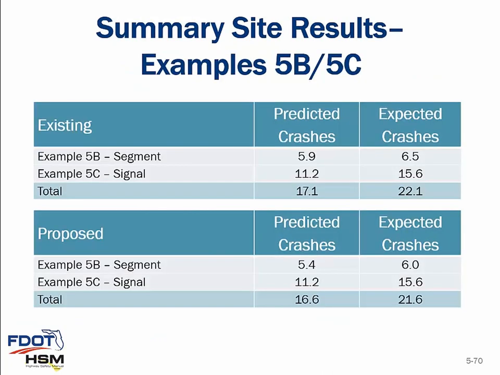So now what I'd like to do is move to a little bit more summary format for us to be able to review the results of examples 5B for the roadway segment analysis and 5C for the signalized intersection analysis. You see here the existing and the proposed values for both predicted crashes and expected crashes. I'd like to focus on the expected crashes. You can see the existing sum is 22.1 for expected crashes in the existing conditions. With widening the shoulder from 4 feet to 8 feet, we have a slight reduction in expected crashes down to 21.6.